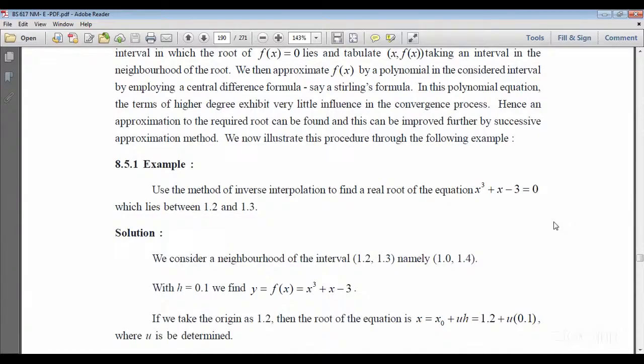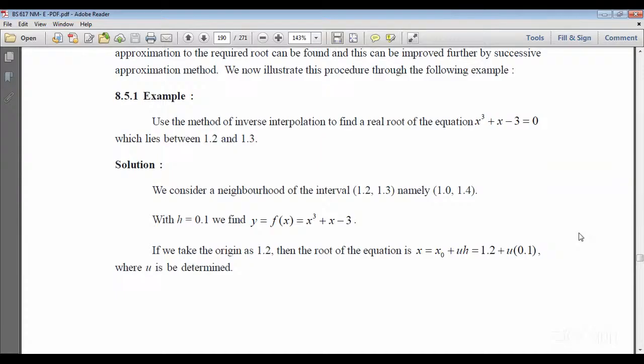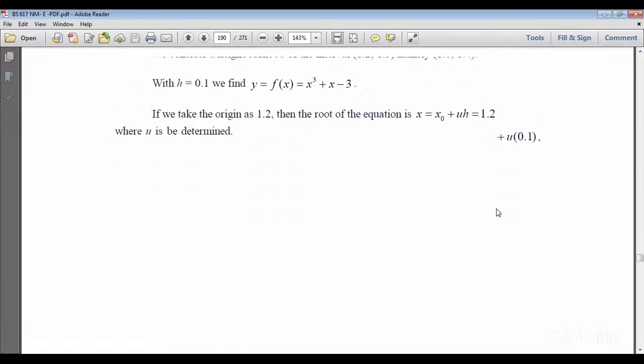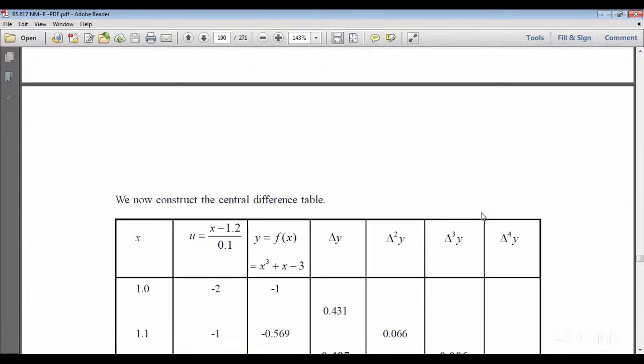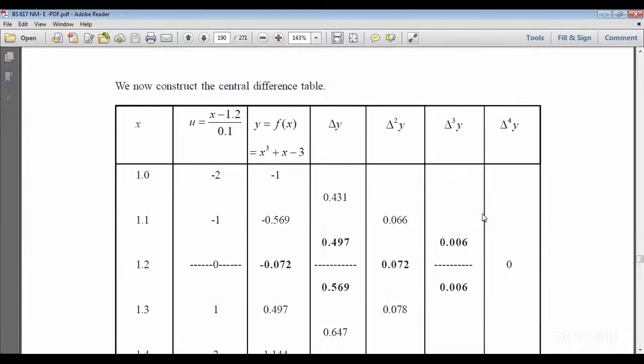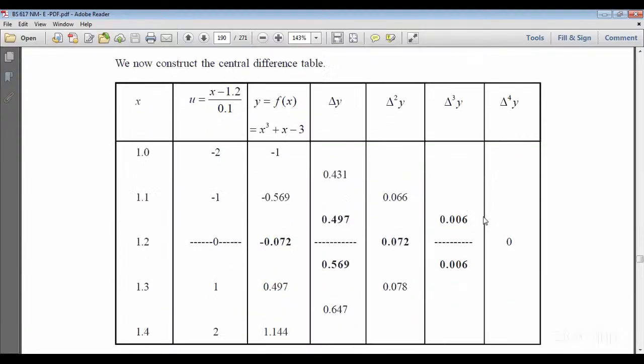x cube plus x minus 3 is equal to 0, which lies between 1.2 and 1.3. We consider a neighborhood of the interval 1.2, 1.3, namely 1.0, 1.4. h is equal to 0.1, y is equal to f of x, x cube plus x minus 3, x naught plus u h is equal to 1.2 plus 0.1 u, where u is to be determined. We now consider the central difference table: 1.0, 1.1, 1.2, 1.3, 1.4. u is equal to x minus 1.2 by 0.1: minus 2, minus 1, 0, 1, 2. So y is equal to f of x, x cube plus x minus 3.